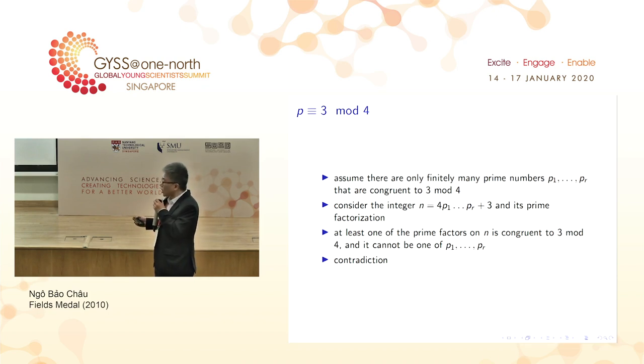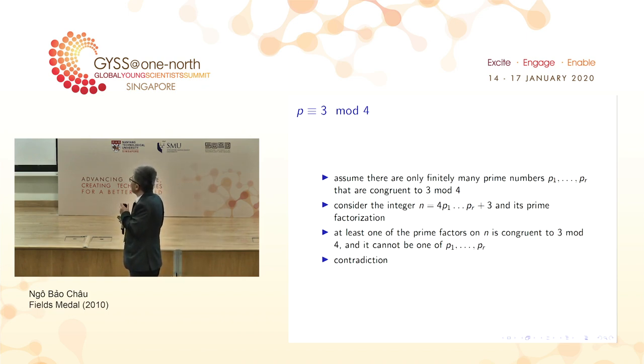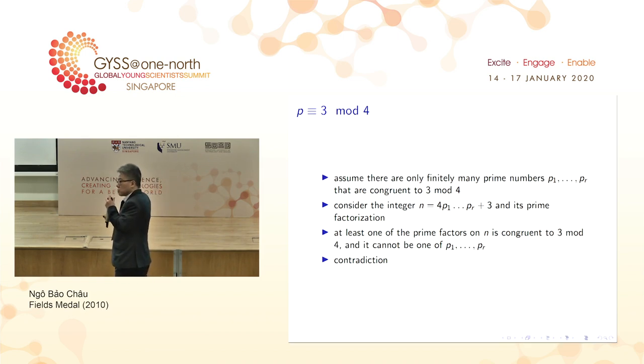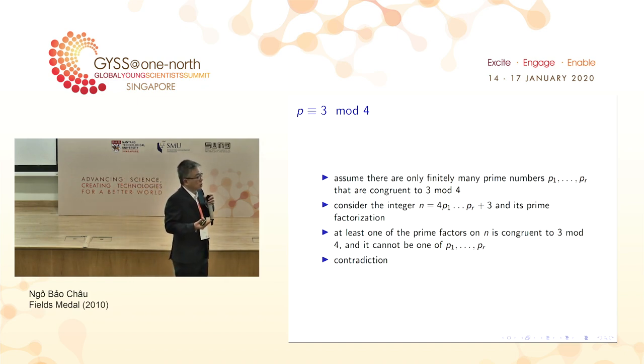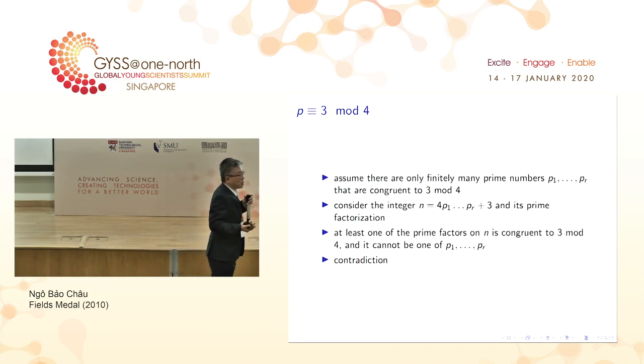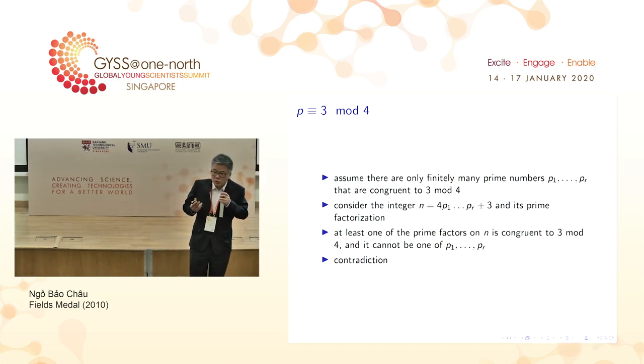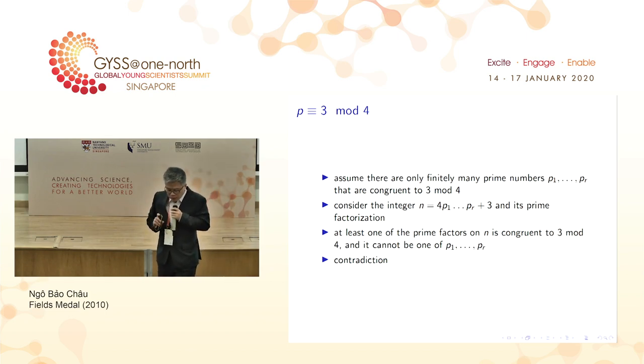But you see that this breaks down for congruent to 1 mod 4. If you try to do the same argument for P1, P2, up to PR plus 1, then it may be possible that all the prime factors of n are not congruent to 1 mod 4. Say, a P and Q, both congruent to 3 mod 4, and the product of them would be congruent to 1 mod 4. So that's going to work against us. Here we need some kind of deeper argument.